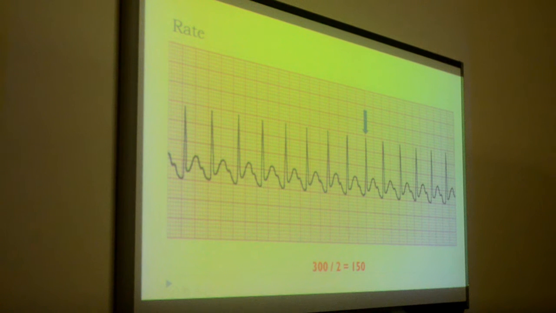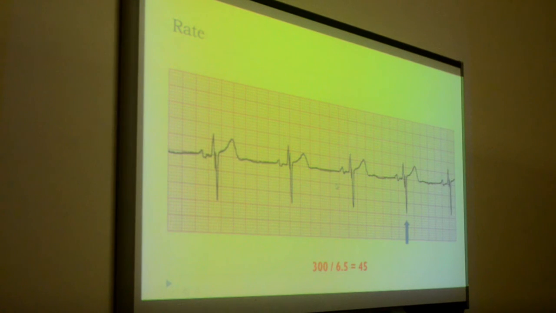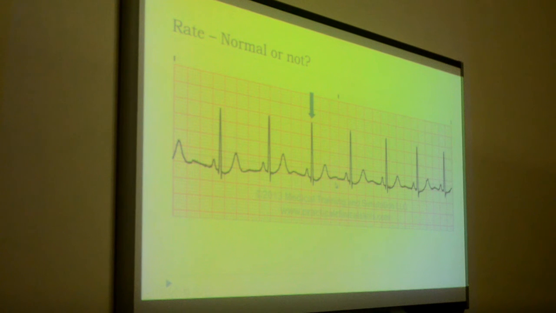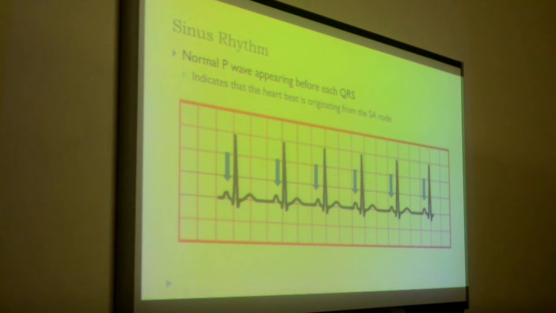Because this is really fast, and if you remember, in tachycardia, which phase of the heart gets affected the most? The systole or diastole? Diastole. You can see there is almost no diastole here, the T wave comes right after that P wave. Okay. Sinus rhythm. You see? A normal P wave before each QRS tells us that this is sinus rhythm.